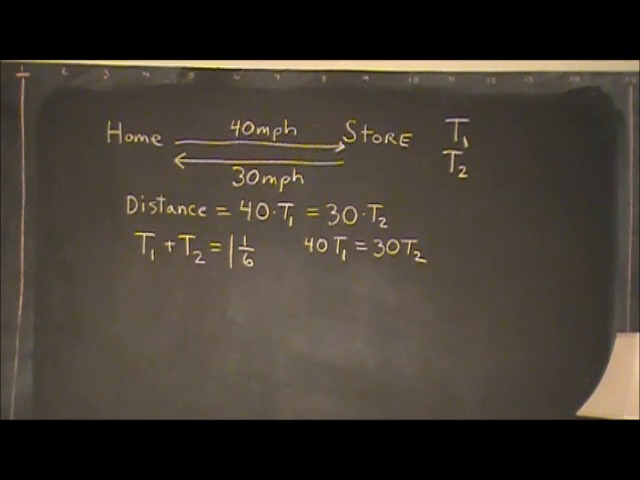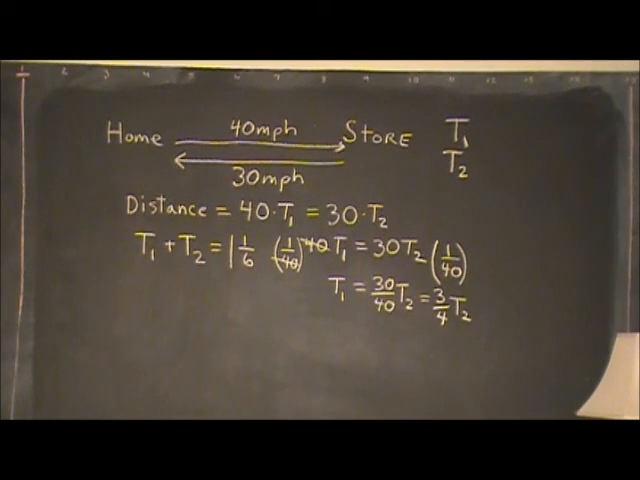Since from the distance relationship, we know that 40 t1 is equal to 30 t2, we can multiply both sides of the equality by 1/40. The 40s on the left-hand side cancel, and we see that t1 is equal to 30 over 40 times t2, which can simplify to 3 over 4 times t2.